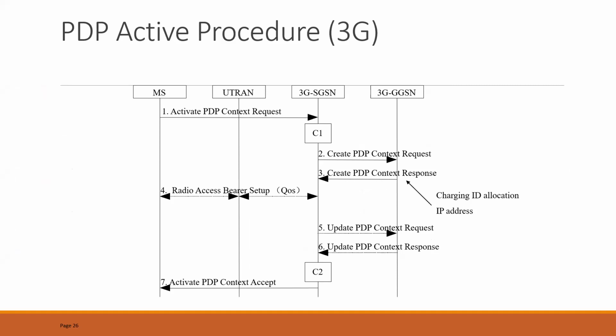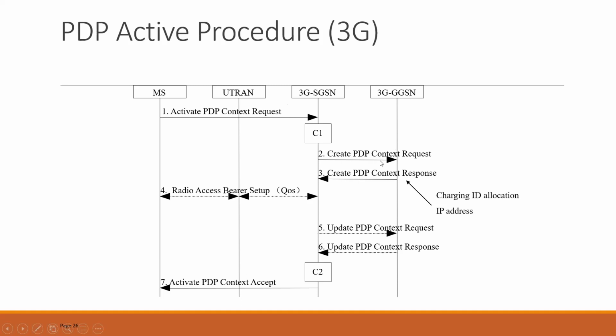A user, once connected to 3G, will send an activate PDP context request and it will send an APN. SGSN will determine whether the service is allowed, whether the location is allowed, whether the user is allowed, and then it will check the APN from the DNS to find which GGSN is going to serve this specific APN. Based on that, the SGSN is going to send a create PDP request to your GGSN.